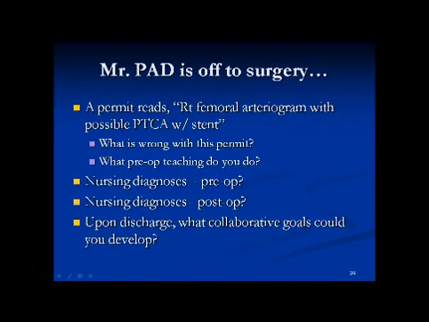Okay, so Mr. Peripheral Arterial Disease is off to surgery. The permit reads, as you can read on the slide. So what is wrong with this permit? Well, we can't use abbreviations, RT for right. PTCA, also, you cannot use those. Those are not acceptable. So you need to know what PTCA is. Well, the C is actually coronary. So we would want to make sure that the consent reads for the appropriate area of the body.